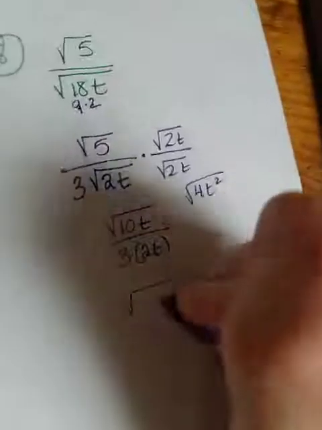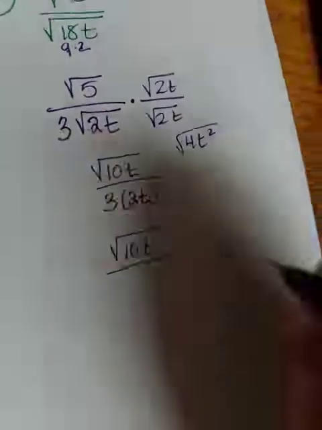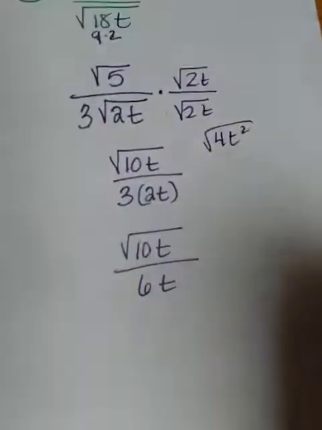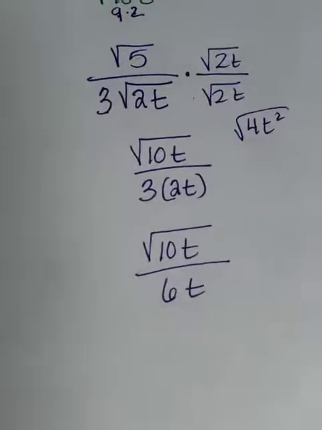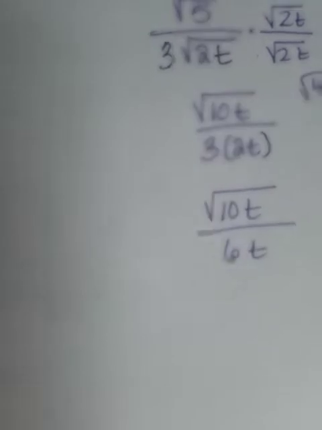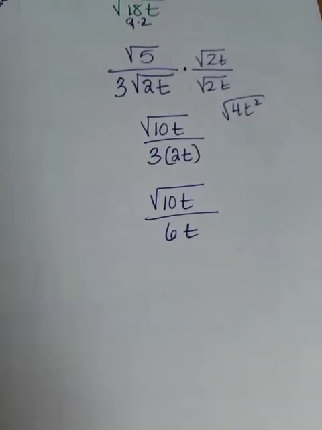So in your numerator, no perfect squares go into 10. You can't take the root of t. In the denominator, 3 times 2 is 6t. And that is your answer. You cannot cross off the t's, because in the denominator, you do not have a square root. And you cannot simplify the 10 and the 6, again, because the 6 isn't under the radical.